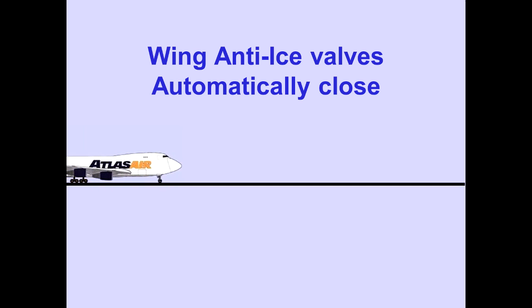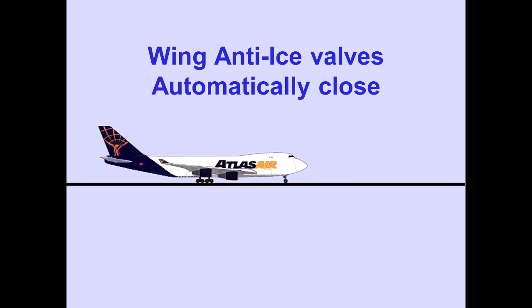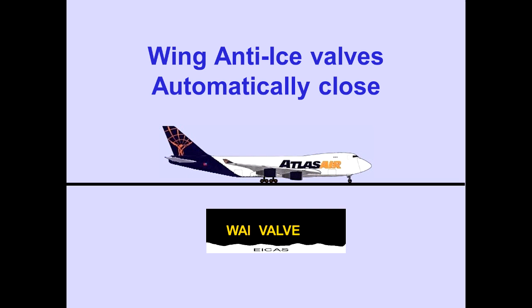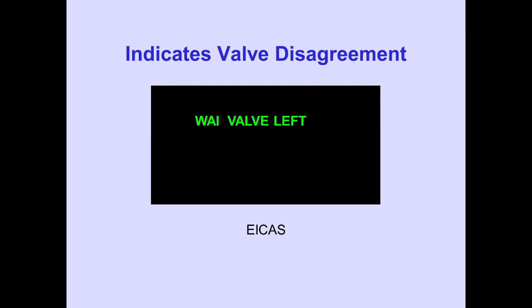Air-ground logic automatically closes the wing anti-ice valves on the ground. The WAI valve ICAS advisory message is displayed to indicate switch and valve position disagreement. The ICAS advisory message WAI valve is displayed if there is a disagreement between the switch and the valve position.